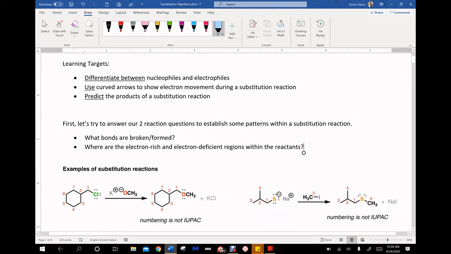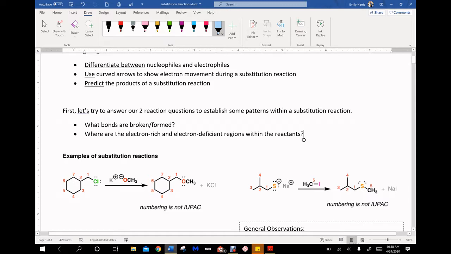And so what I'd like us to do first is show you how some of the tools that you've learned already can be put into place before you really know a whole lot about what a substitution reaction is. So we're going to take those 2 famous reaction questions. What bonds are broken or formed? And then where are the electron-rich and electron-deficient regions within the reactants?